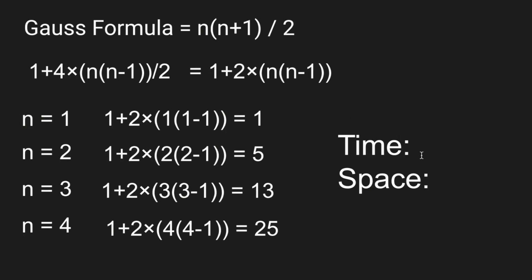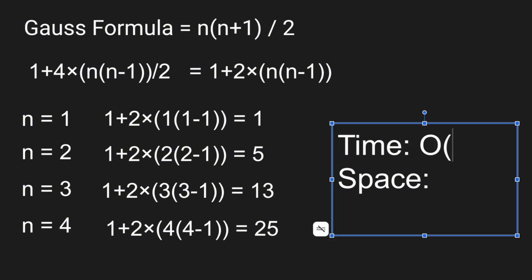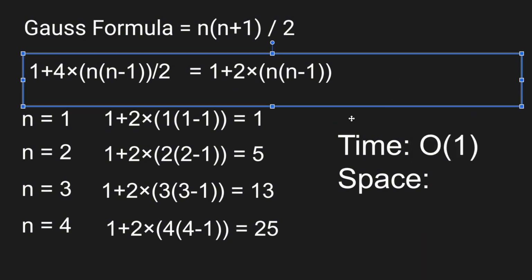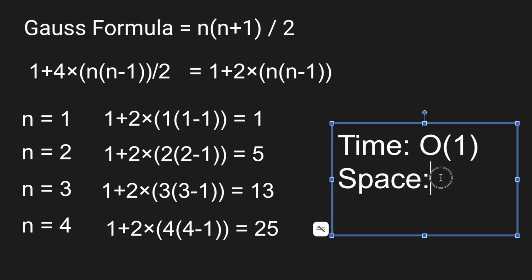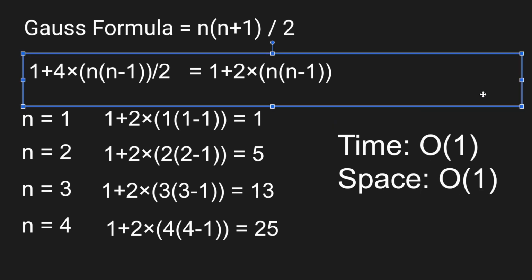So the time complexity for using this formula would be O of 1, because instead of looping through anything, we just plug in a formula, so the time will be constant. And the space complexity will also be O of 1 because we are not using any extra space.